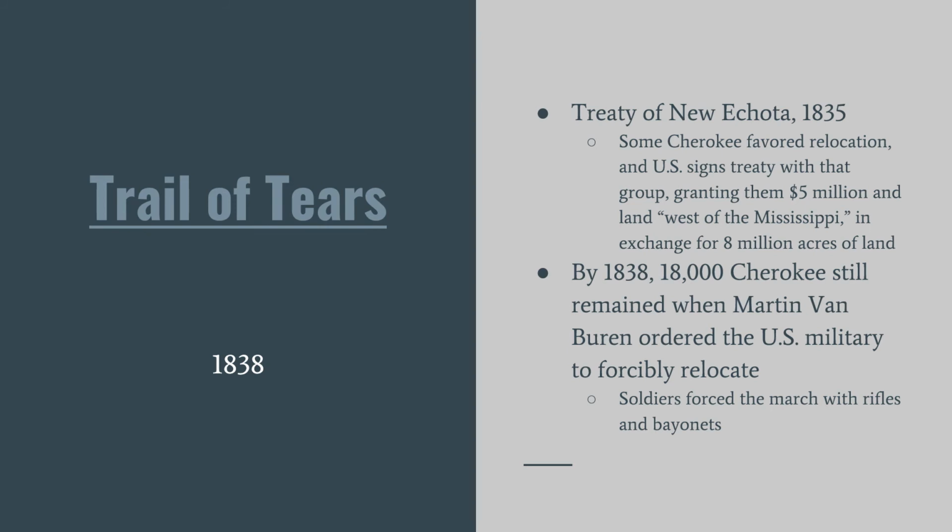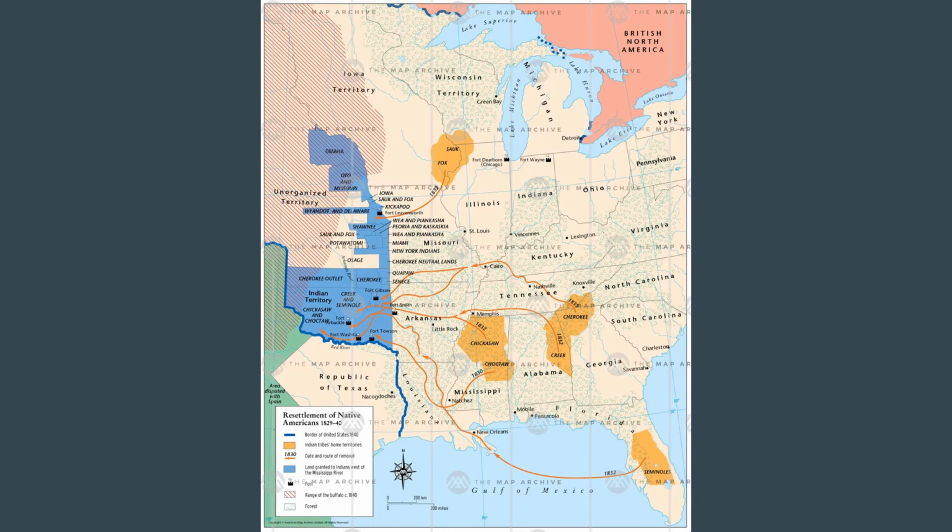Even though some Cherokee had favored relocation and had almost voluntarily left, in 1838 there are still 18,000 Cherokee on their ancestral homelands, and Martin Van Buren orders the U.S. military to forcibly relocate them to what we now think of as Oklahoma. So we see again a map of lots of these Indigenous groups that are forcibly removed. We see that quote-unquote Indian territory is modern-day Oklahoma here.